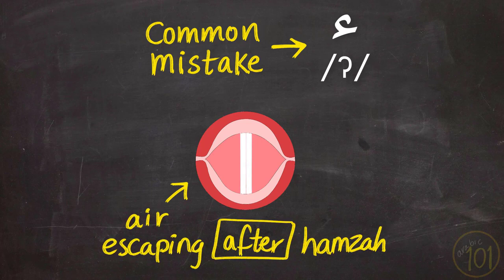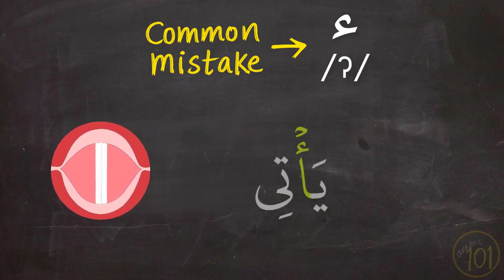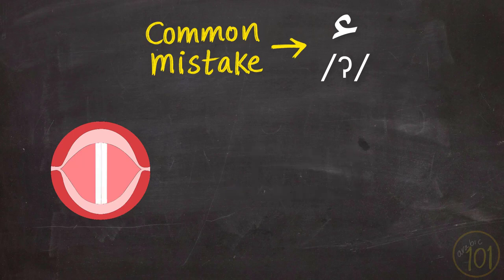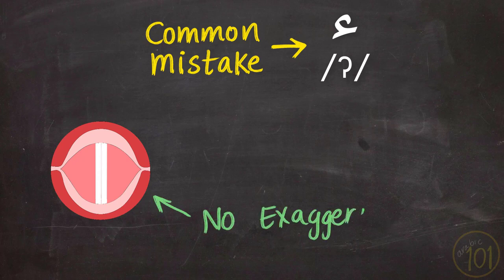The second mistake is letting a small gush of air escape through the vocal cords, and this causes the hamza to have some sort of a qalqala, or a slight ha sound following the hamza directly. Like so. يأتي. السماء. And this mistake is usually made by learners who want to make sure to pronounce the hamza fully. So they kind of exaggerate the sound, and then the mistake is made.